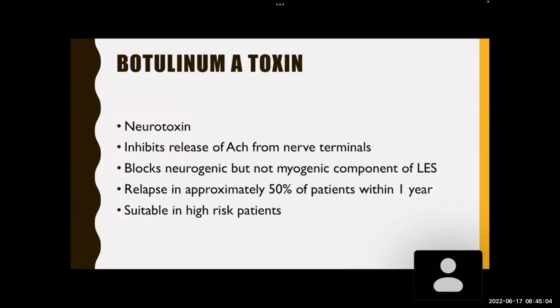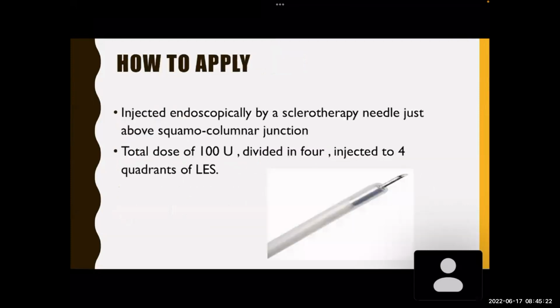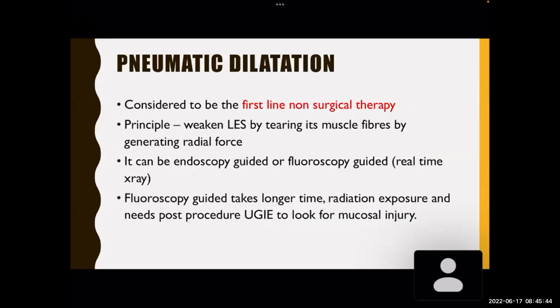Side effects, as we already know, nitrates and calcium channel blockers both cause hypotension and dizziness. And botulinum A toxin is a neurotoxin. It inhibits the release of acetylcholine from nerve terminals. So on decreasing acetylcholine release, we decrease the pressure of the lower esophageal sphincter. It blocks the neurogenic but not the myogenic component of the lower esophageal sphincter. Relapse is approximately 50% of patients within 1 year, suitable in high-risk patients. How to apply? We apply it endoscopically by a sclerotherapy needle, as I have shown here in the slide. It should be injected just above the squamocolumnar junction. The total dose of 100 units should be divided in 4 and injected in all 4 quadrants at a range of 90 degrees.